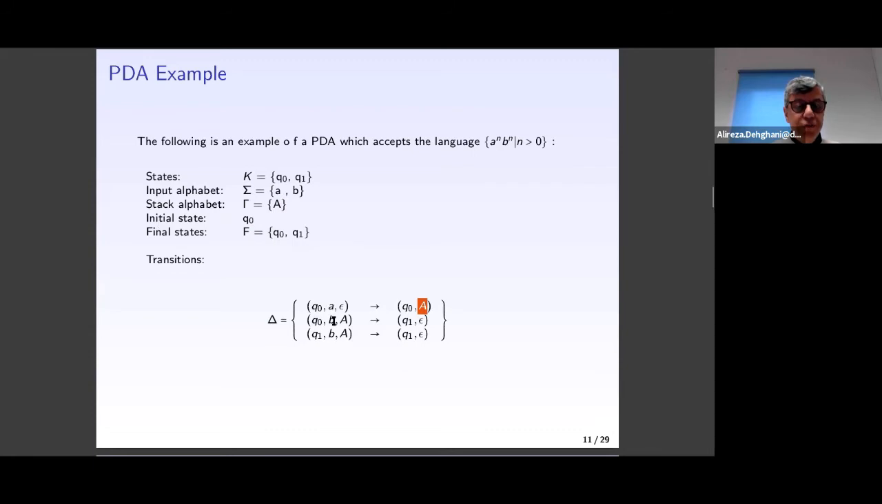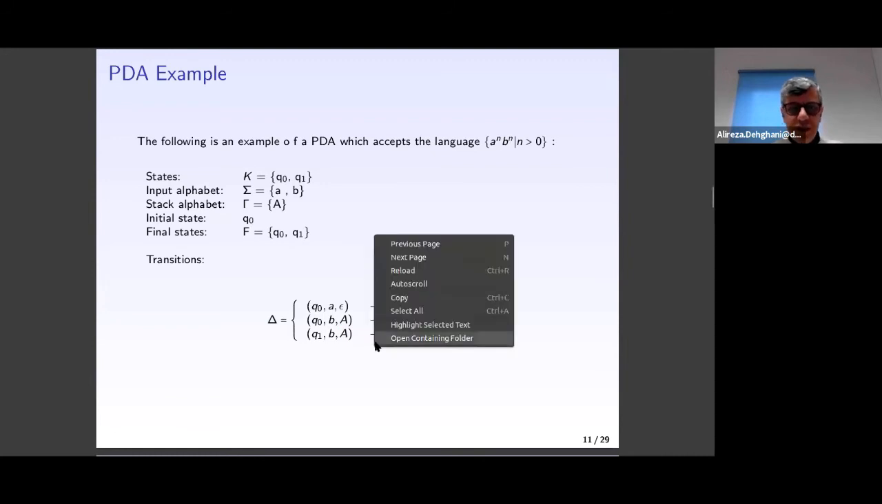If we are in Q0, receive B, and we have A on the top of the stack, we will go to Q1 and we can do anything. We can push, we can pop, or we can leave it unchanged. Sorry, that's empty, that means we will pop one character from the stack. And if we are in Q1, we read B, and we have A on the top of the stack, then we will stay in Q1 and we will remove another character from the top of the stack. Okay, so if we want to see if this language is accepted by this automaton, let's see the next slide.